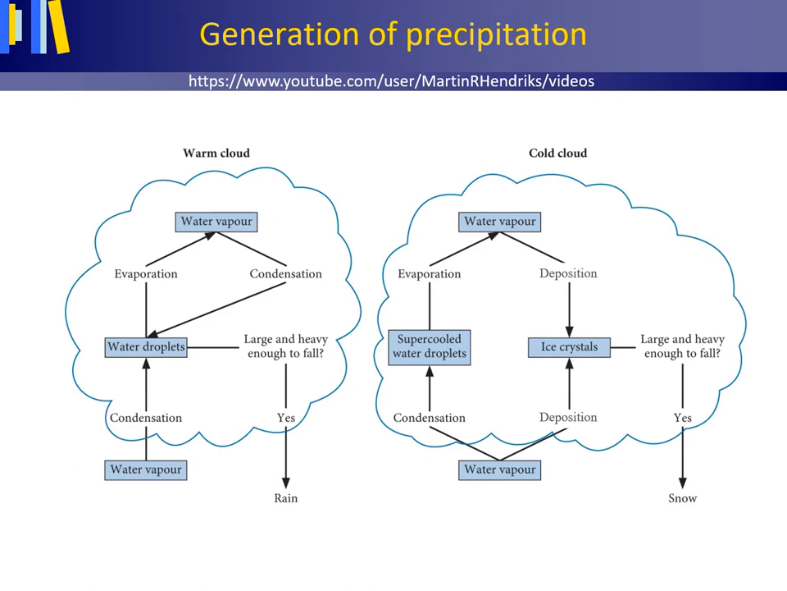There are two main processes that generate precipitation: in warm clouds and in cold clouds. In warm clouds, clouds with temperatures above freezing point, turbulent atmospheric mixing can cause water droplets of varying size to grow through a collision-coalescence process, as schematized in the left part of this figure.